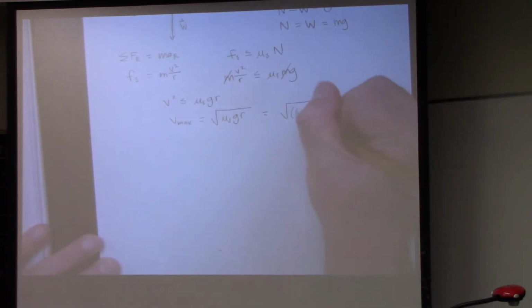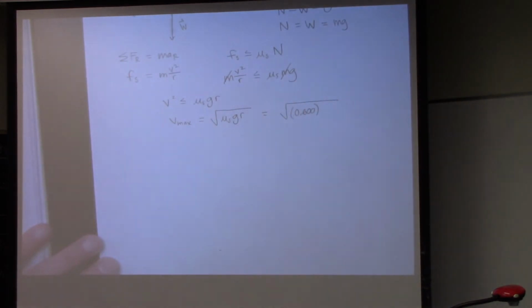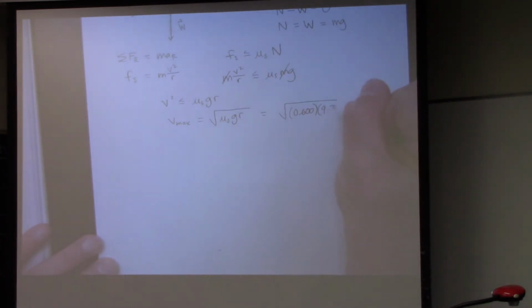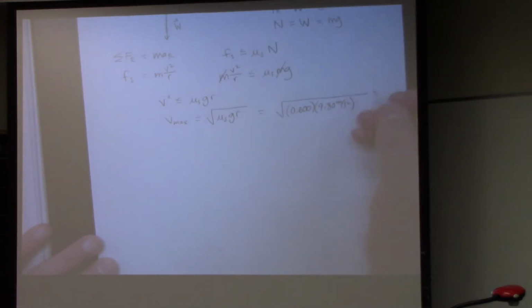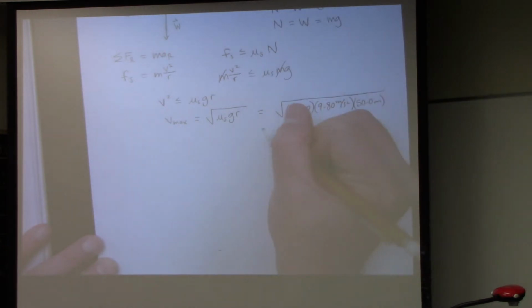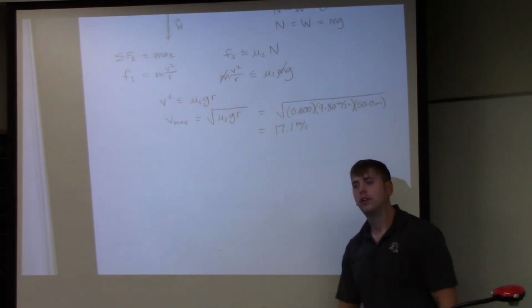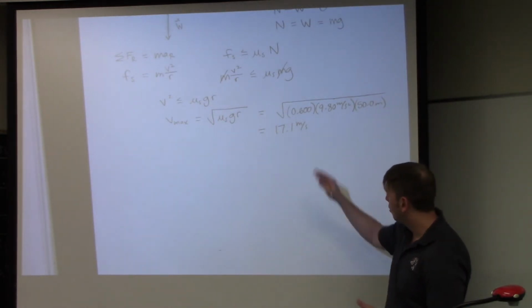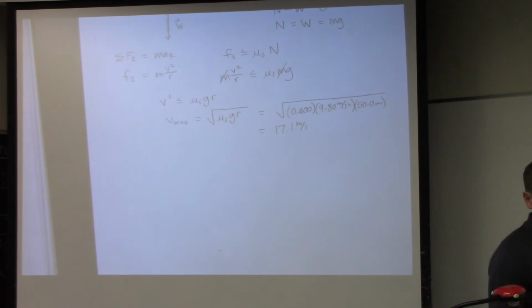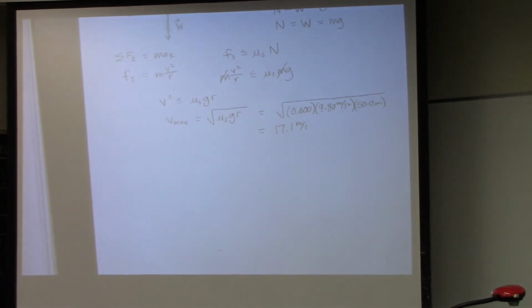Mu s is equal to 0.600. G is equal to 9.8 meters per second squared. And then the radius of this path happens to be 50 meters. What does that give us? A maximum speed, if you calculate this number, of 17.1 meters per second. So as long as you're staying below that speed, you're good. You're not going to skid off the road. But you don't want to exceed that speed because you will actually skid off the road if you try to take this turn. Okay, so that was that example.